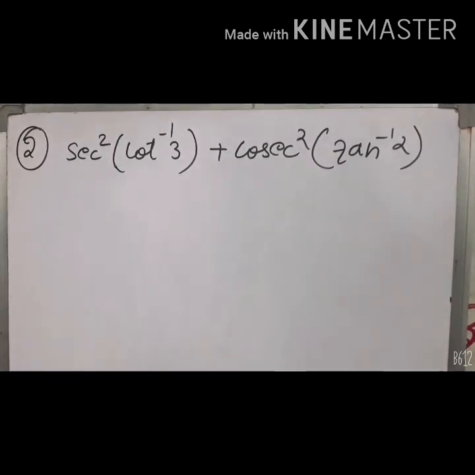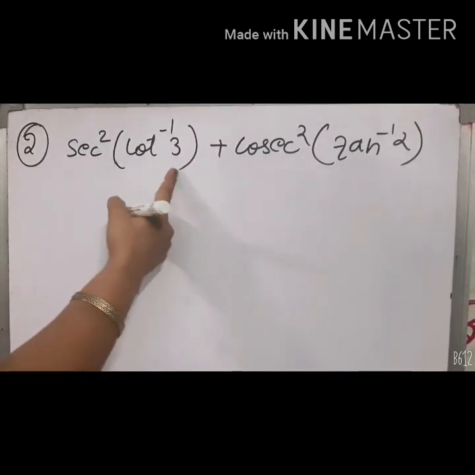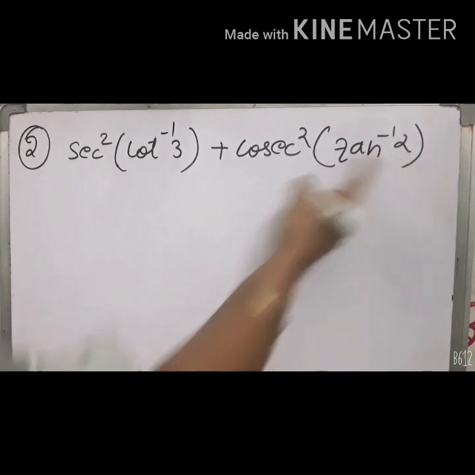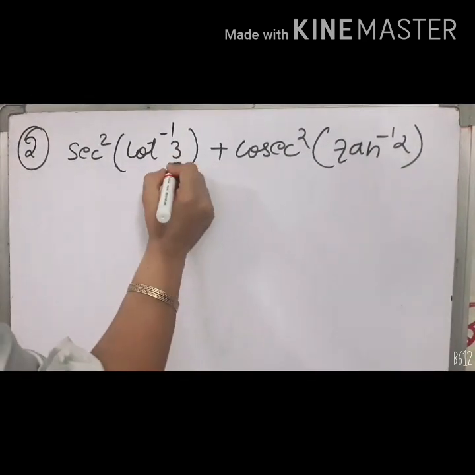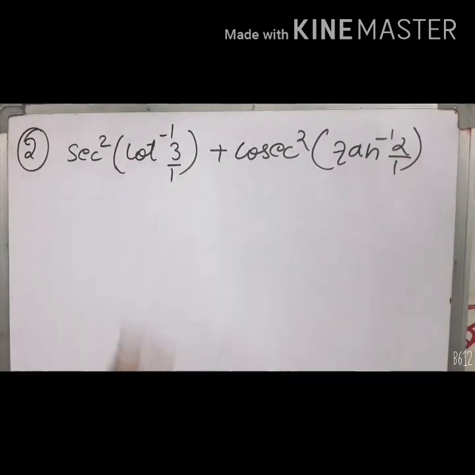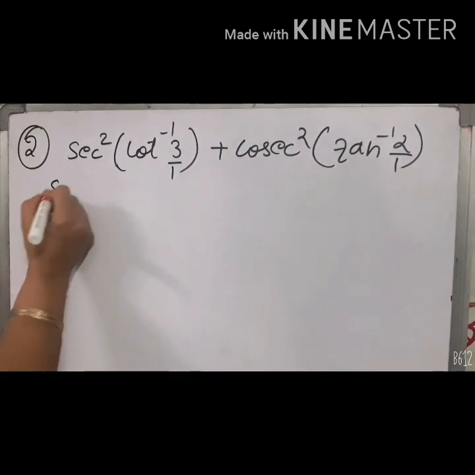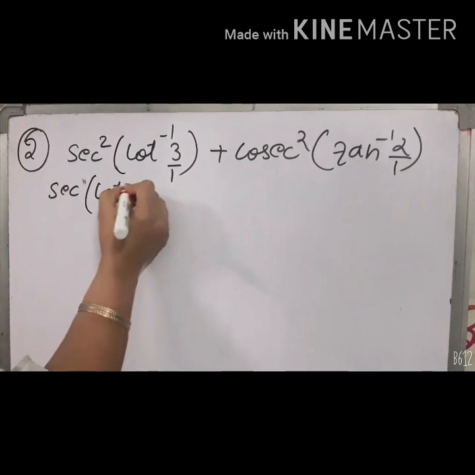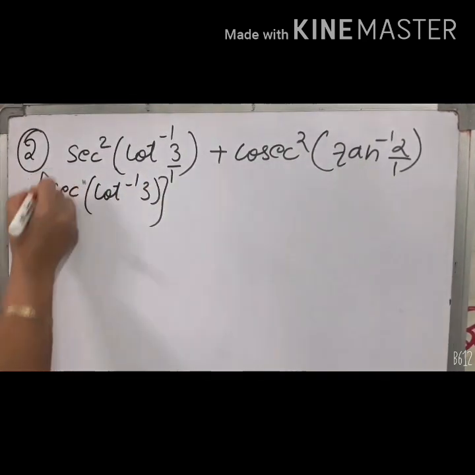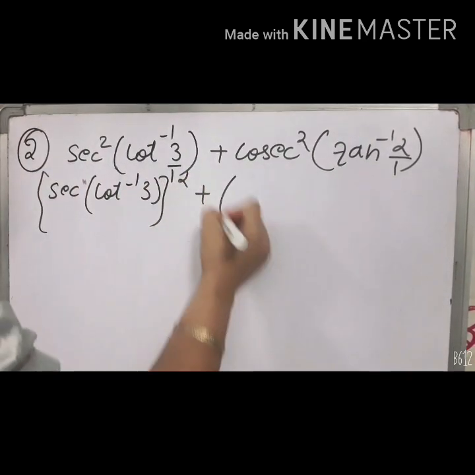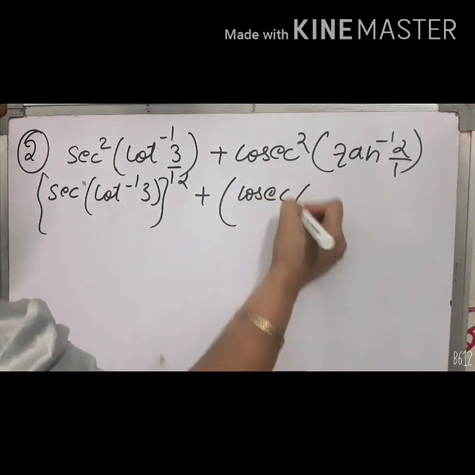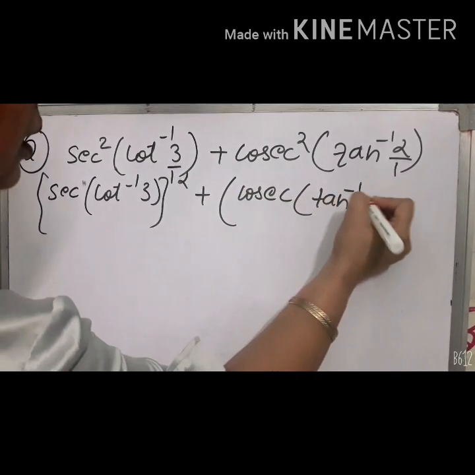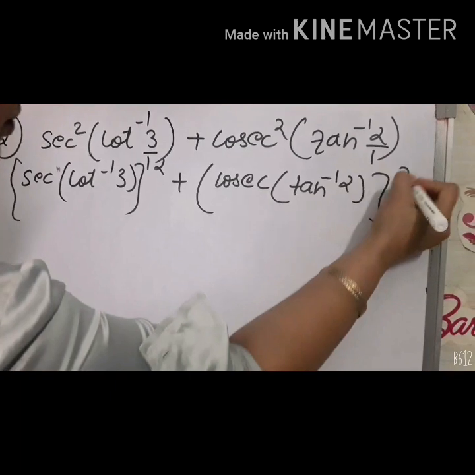This is the second question. sec²(cot⁻¹3) + cosec²(tan⁻¹2). 3 means 3/1, 2 means 2/1. Now, in the previous question, we wrote it like this. I am writing this also like this. Cosec(tan⁻¹2) whole square.